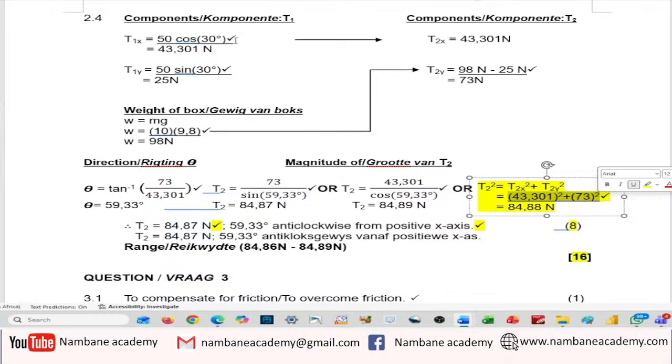And then the marks that we have now is 1, 2, 3, 4, 5, 6. And now the learner will then have to conclude and give us the magnitude. T2 is equals to this for the magnitude, 1 mark. And now the angle with respect to the positive x-axis. So the angle 59.33 degrees anti-clockwise from positive x-axis. This whole thing here will then be the 8th mark on question 2.